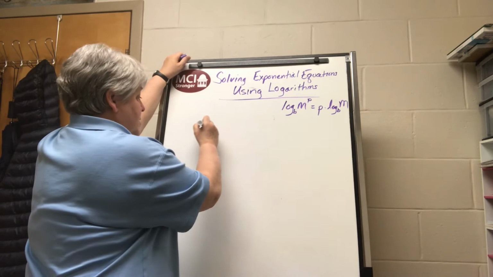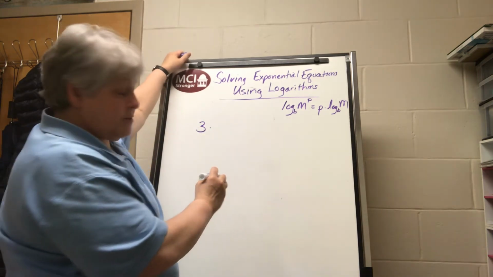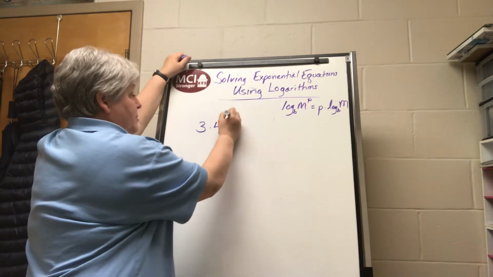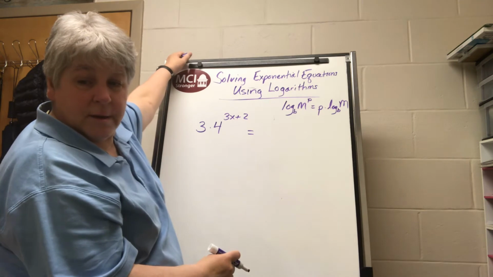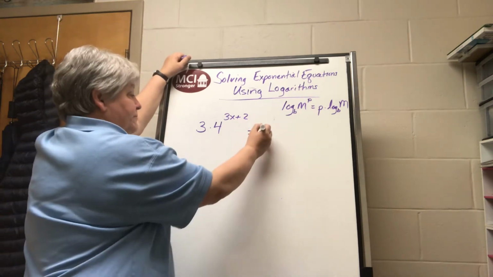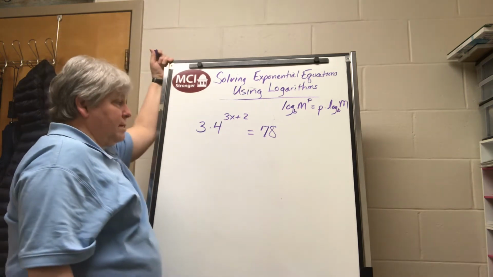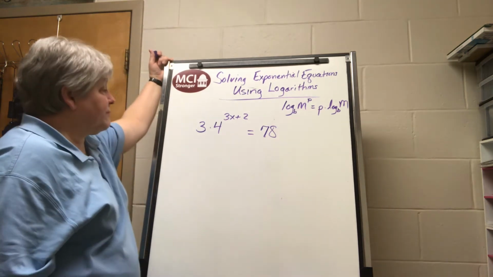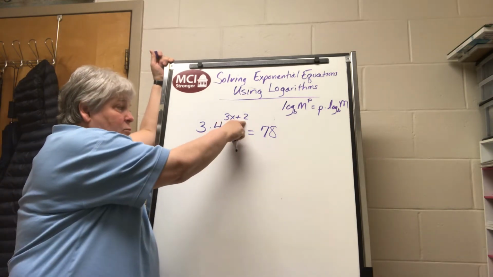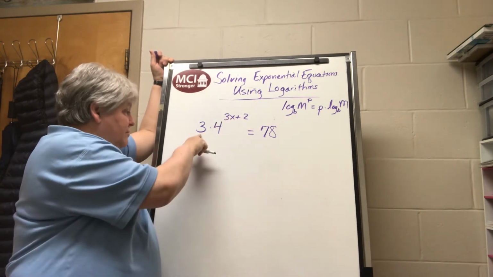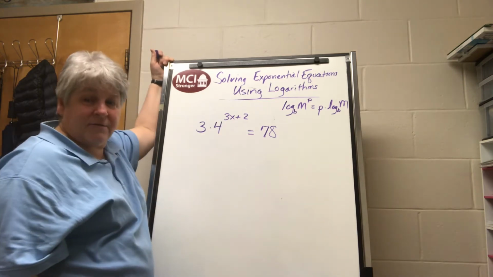3 times 4 to the 3x plus 2 equals 78. Okay, so it's kind of ugly. This one is clearly much more complicated than the other. It's got a more complicated exponent. There's a 3 here multiplying the 4 to the power, and that 78 is not a particularly friendly number.